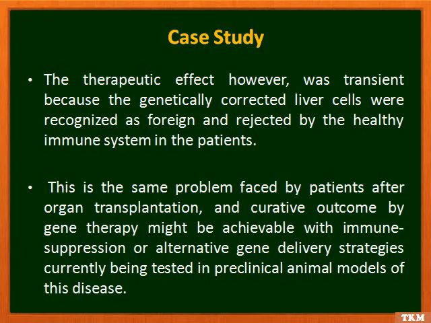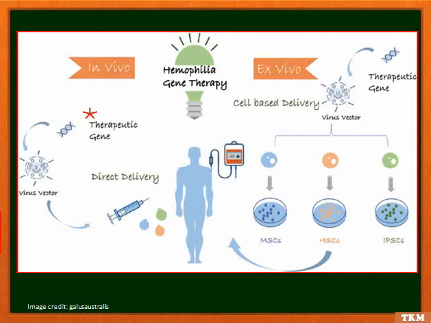So in hemophilia gene therapy, there are two options, either in vivo or ex vivo. In vivo, the therapeutic gene is included in the vector and it is directly delivered inside the human subject, whereas in ex vivo, the therapeutic gene is included inside the virus vector and we use several cells to transduce it and then infuse it into the human body.